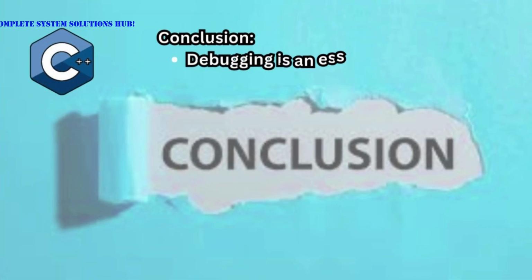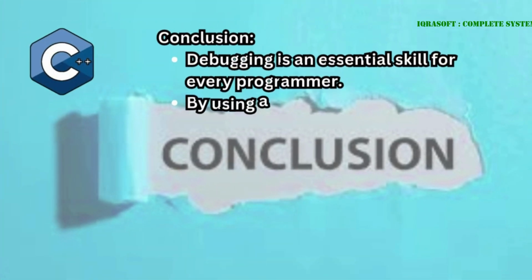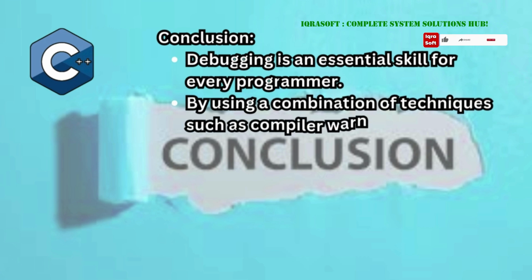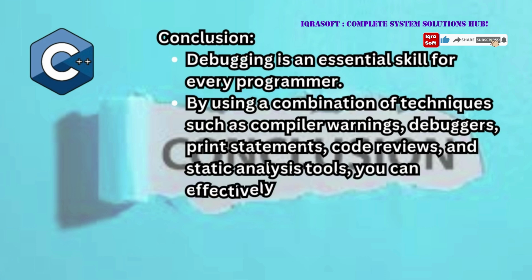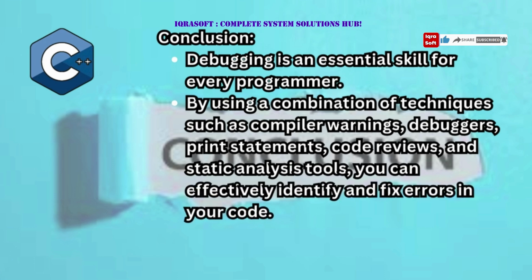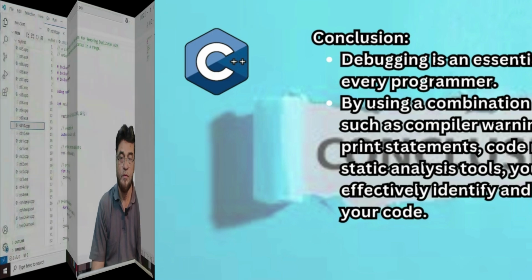Conclusion. Debugging is an essential skill for every programmer. By using a combination of techniques such as compiler warnings, debuggers, print statements, code reviews, and static analysis tools, you can effectively identify and fix errors in your code.